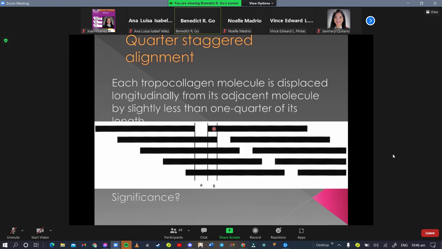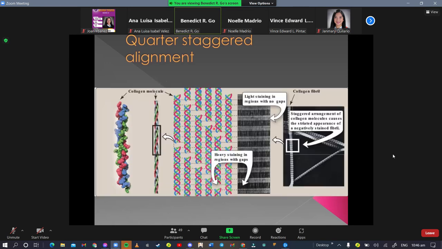Okay, so already mentioned, the regions with gaps show heavy staining, and the regions with no gaps show light staining. Okay, so this is your collagen fibril. So just to reiterate that one.